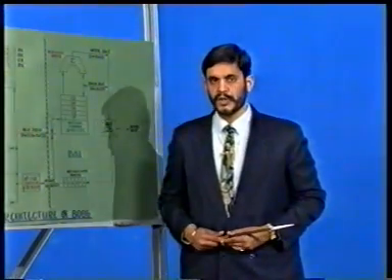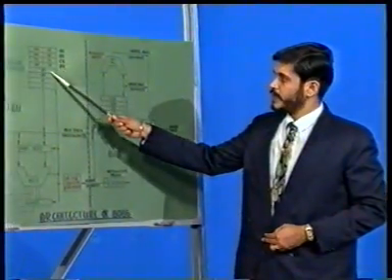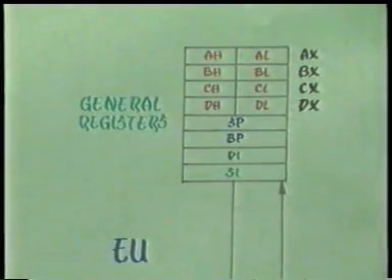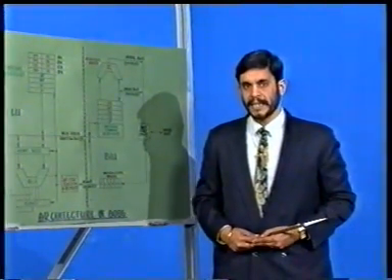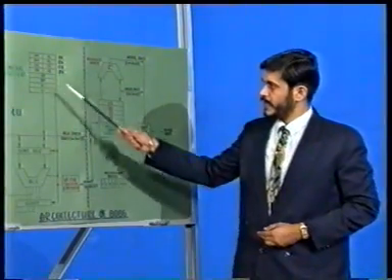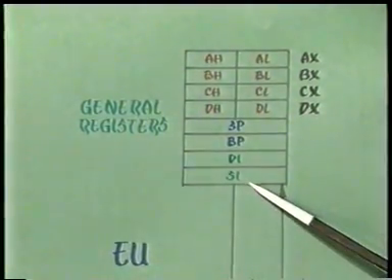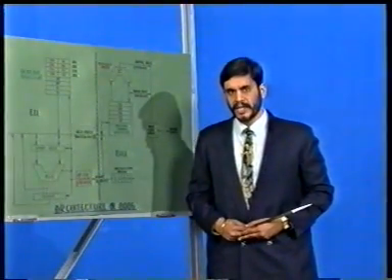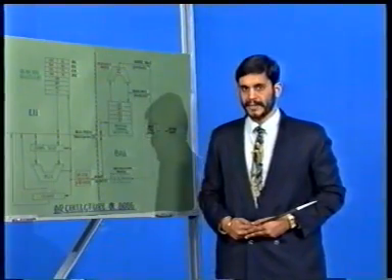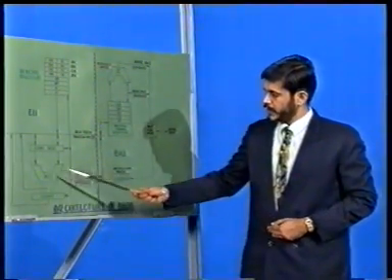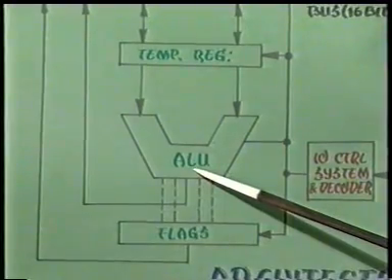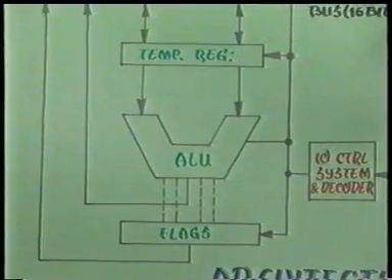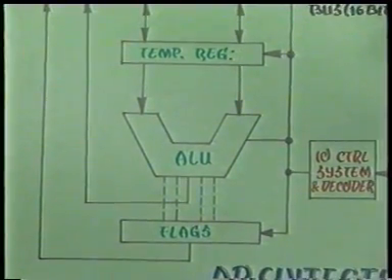The two pointer registers used in 8086 are the stack pointer SP and the base pointer BP. These are used to access data in the stack. The destination index register DI and the source index register SI are used for indexing, another new concept introduced in 8086. The 16-bit arithmetic and logic unit, ALU, has the same role which it had in 8085, that is, of carrying out the various arithmetic and logic operations.